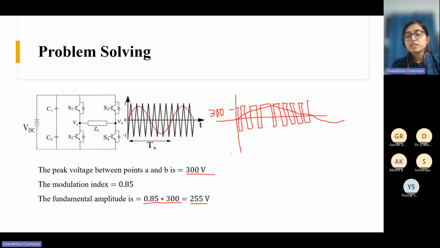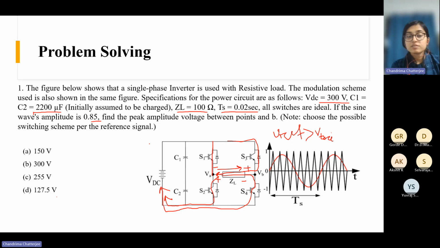So modulation index, usually we call it MA. This is the ratio of your reference signal amplitude, Vref amplitude, by your carrier signal amplitude. That is called the modulation index. So here the modulation index was given as 0.85, right?